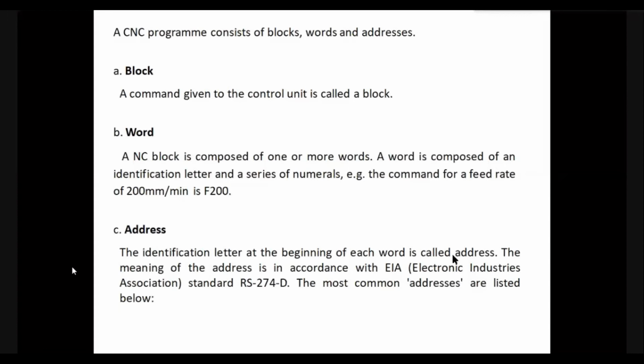So the third one is address. The identification letter at the beginning of each word is called the address. For example, in F200, F is the address, and 200 is the value of the cutting feed. Okay, here G codes are required to be conformed to the Industries Association standard, and that is taken care of by the manufacturer. We don't have to worry about that.